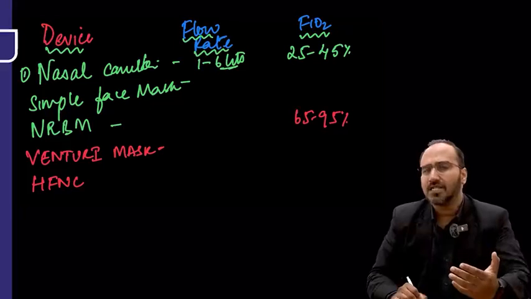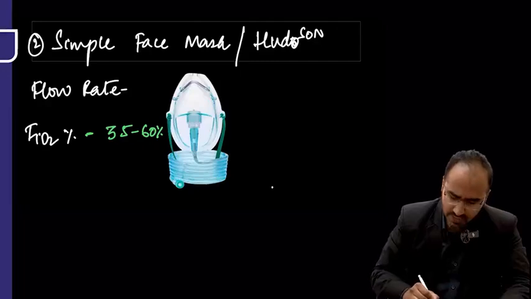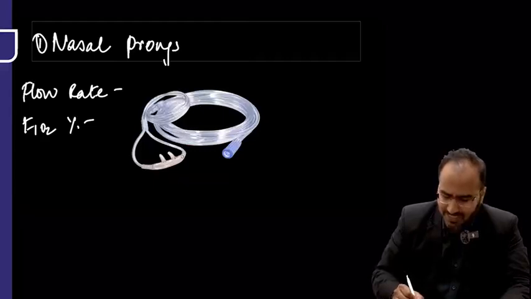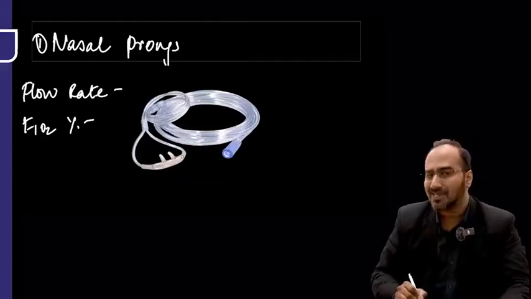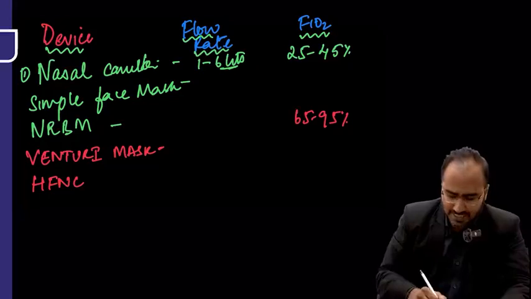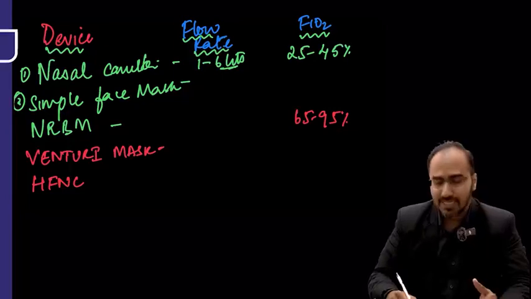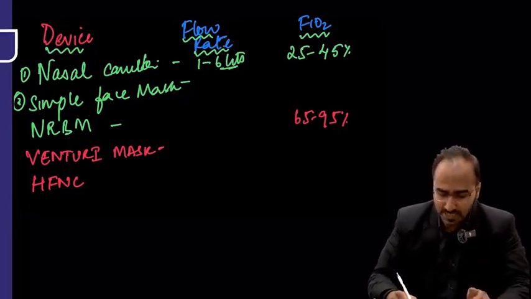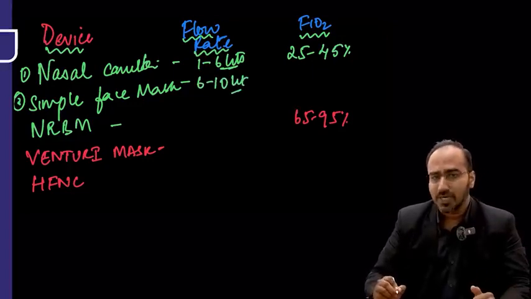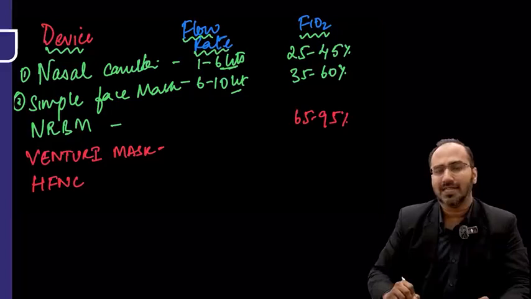Next, if his saturation is not improving, you remove the nasal cannula, you keep him on a face mask. This device on the screen is called what, guys? A simple face mask. This is called a nasal cannula or nasal prongs. Whereas this device is called a simple face mask. So the second device that comes to your mind is the simple face mask. Remember, nasal cannula was delivering up to 6 liters. Simple face mask will deliver 6 to 10 liters of oxygen, which can achieve an FiO2 of 35 to 60%.